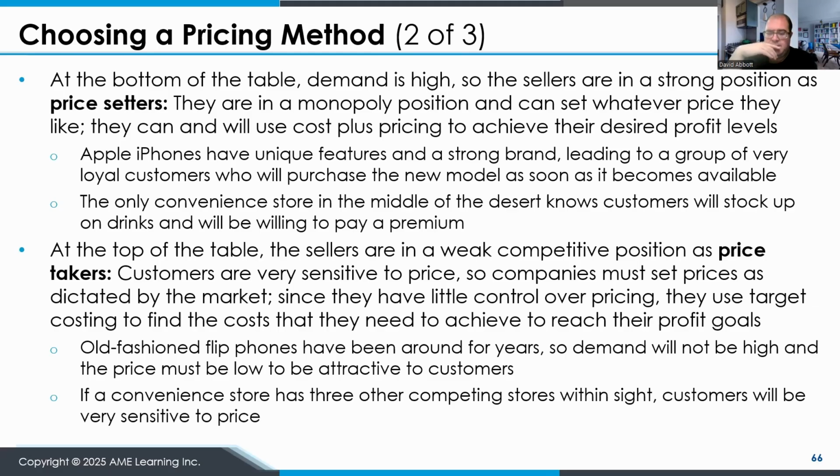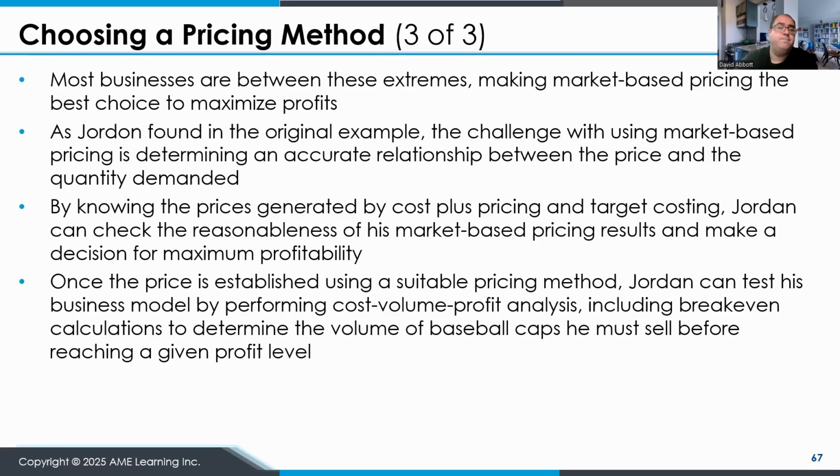So if a convenience store has three other competing stores within sight, the customers are going to be very sensitive to price because they're going to go to which one they think is the cheapest. And you think about that, even like for gas stations, there'll be one right across from the other, and they have the price there. So, you're going to go to whichever one is the cheapest usually.